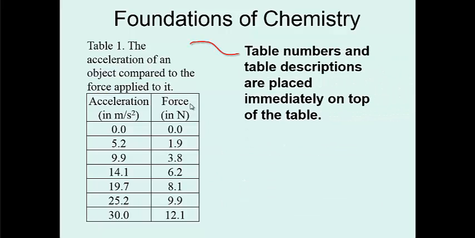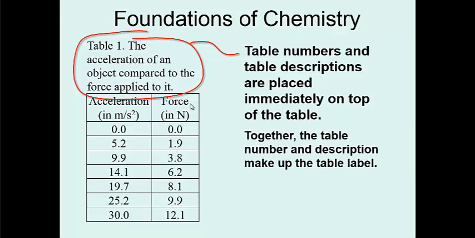All right? Table numbers and table descriptions are placed immediately above the top of the table. There's no space between the table label and the top of the table. Okay? Together, the table number and description make up what we call the table label. Okay? Try to say that 10 times without getting yourself all tongue-tied.